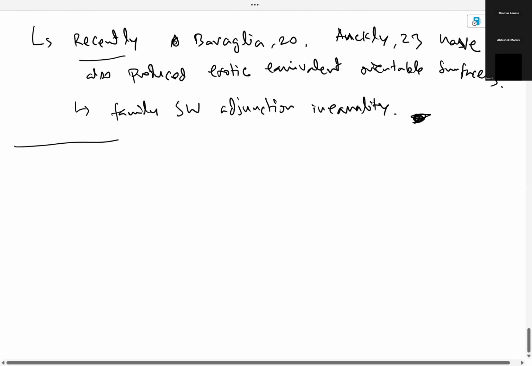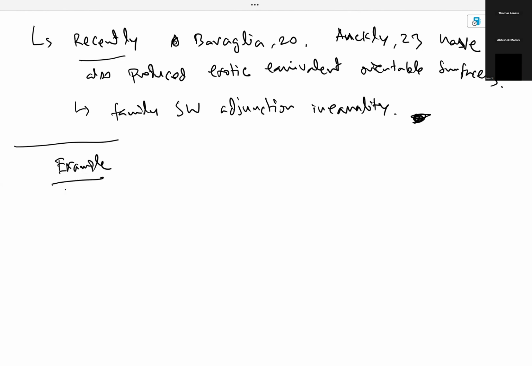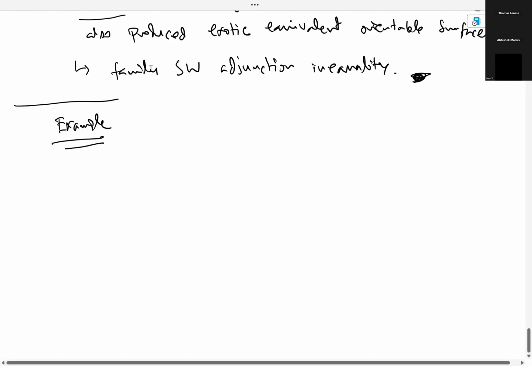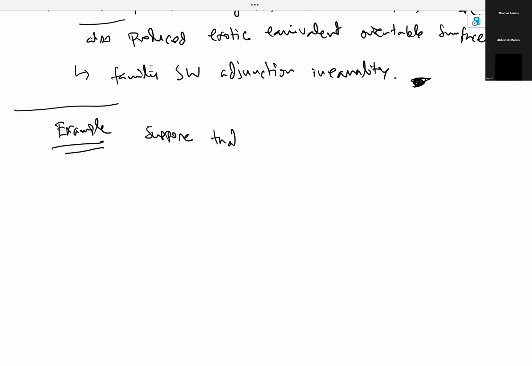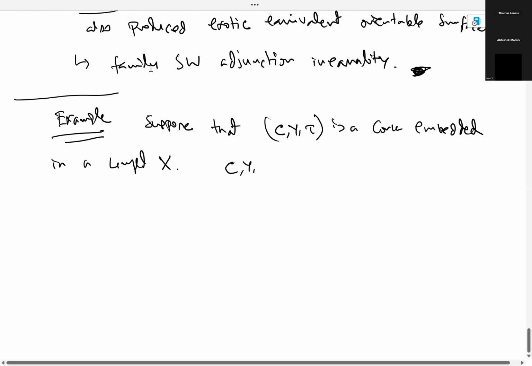All right. So now let us take an example. Maybe we'll go through one example of how exotic surface detection has played out, perhaps something that is relevant to us today. So here's an example. Suppose that C tau is a cork embedded in a 4-manifold X. Okay. So there's an embedding of C tau in X.